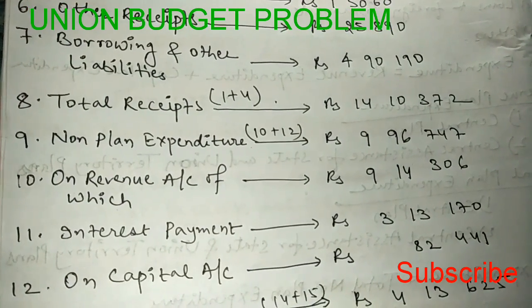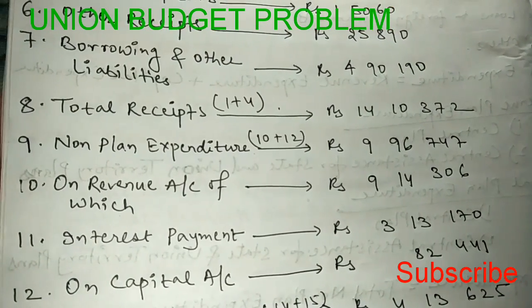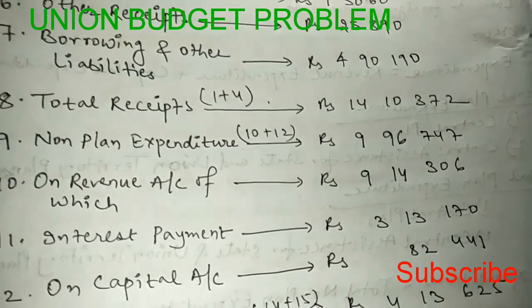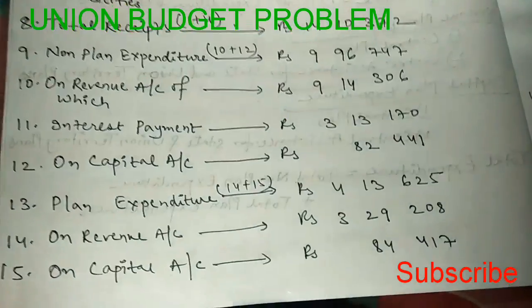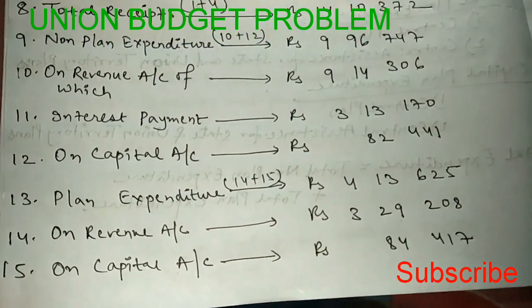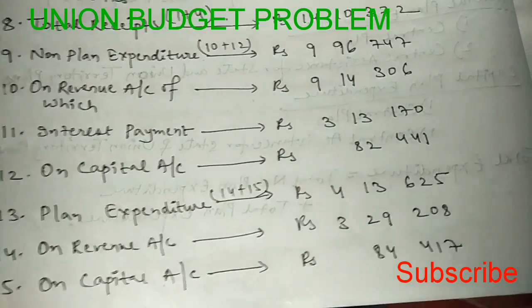Here interest payment is given in between. It means you do not add 11, only add 10 plus 12. That gives total non-plan expenditure on revenue account and capital part. Similarly, plan expenditure on revenue account and capital account are both given below the plan expenditure. For that reason you only add 14 and 15.